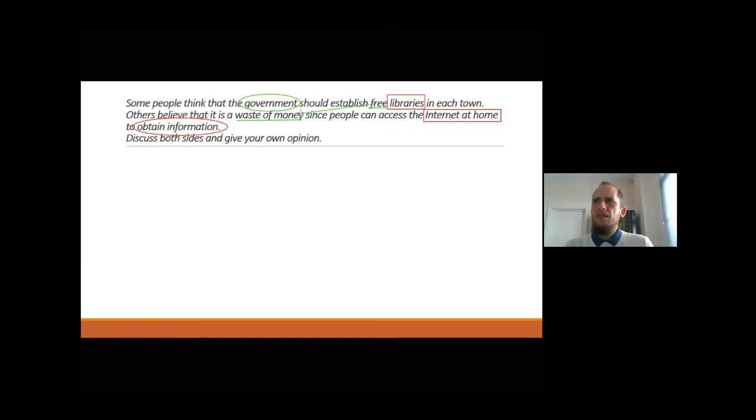And now, what do you all think if you had a choice to vote for your government to build more libraries or put that money elsewhere? Because you don't need to get information from the library. You'll get information from the internet. Which side would you normally choose?